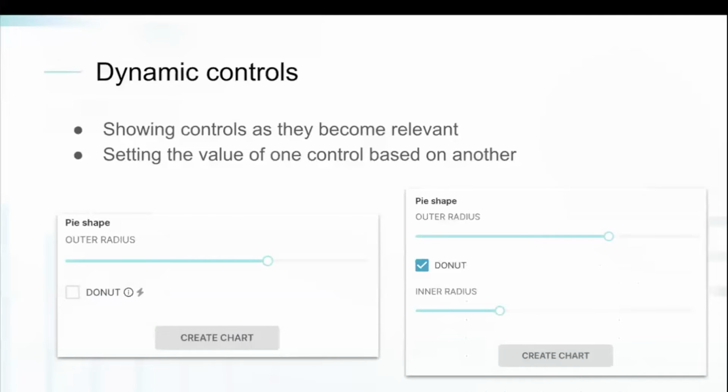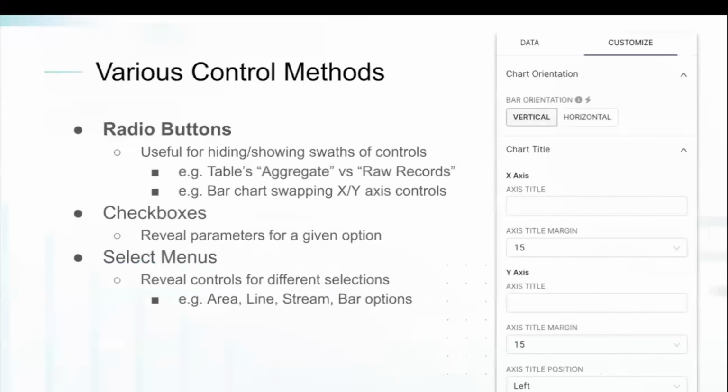So one example of that I always point at, sorry if you've seen this one, is just this simple little inner radius slider on the pie chart. When you click the donut checkbox, suddenly this inner radius control is revealed. And it's just a nice understandable case because if you're not making a donut chart, if it's just a standard pie chart, you don't need that control. So get it the heck out of the way. That was just a single control, but it illustrates the point.